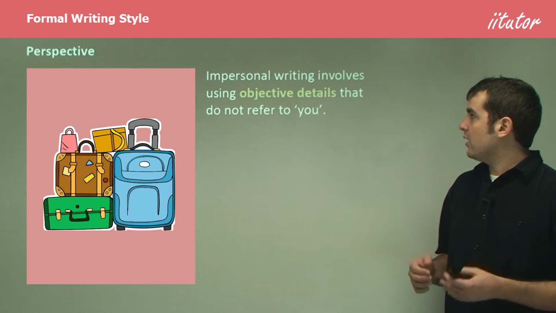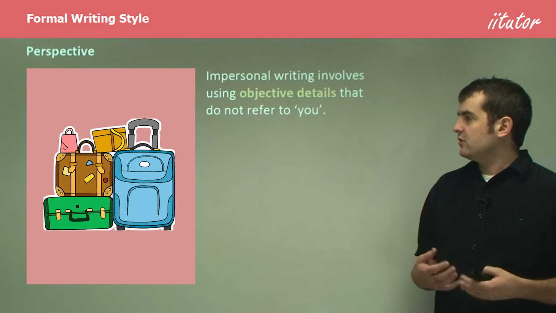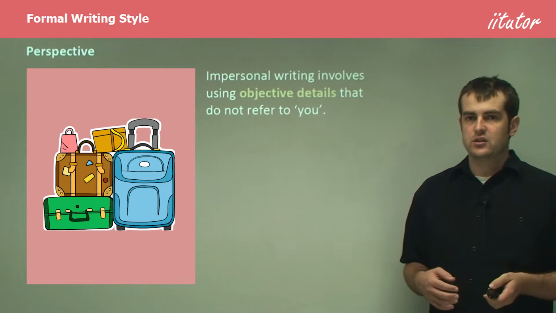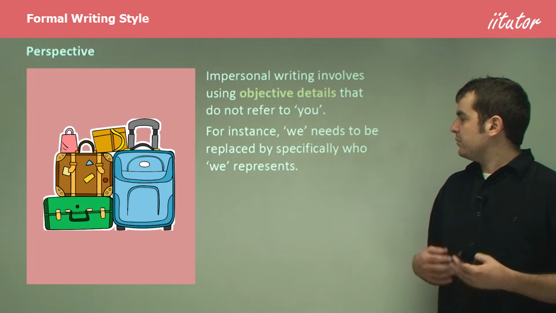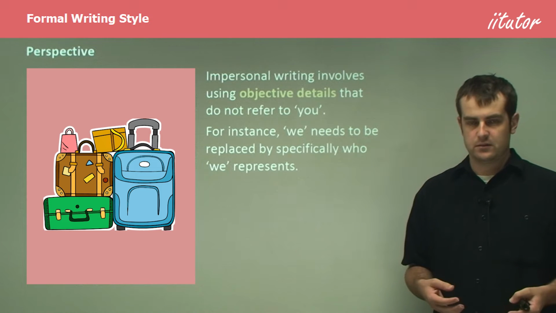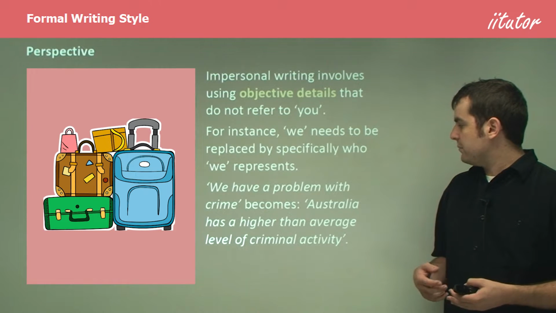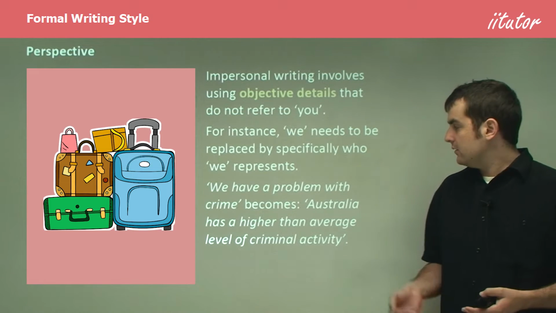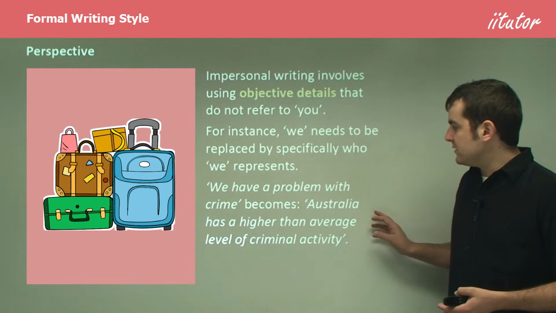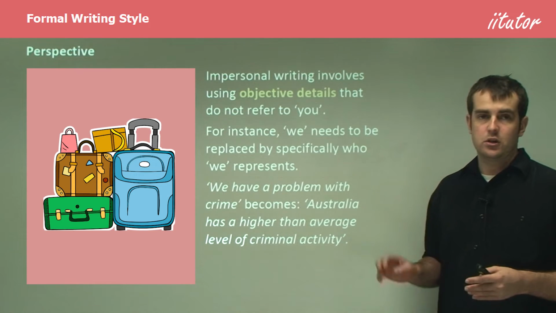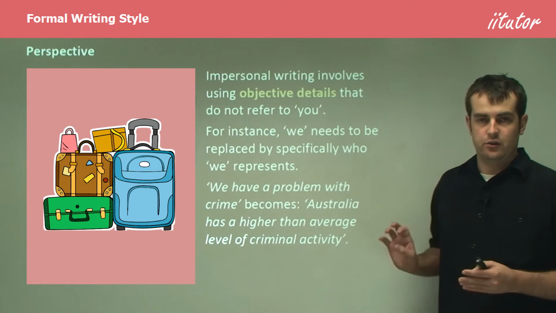First of all, impersonal writing involves using objective details that do not refer to you. So you are not referring to yourself as such. What you need to do is replace something like "we" with specifically who we represent. "We have a problem with crime" becomes "Australia has a higher than average level of criminal activity." This is to go straight on to the specifics. That sounds like it comes from a source. Yes, it does, because you're basing that information in that discussion on a source.